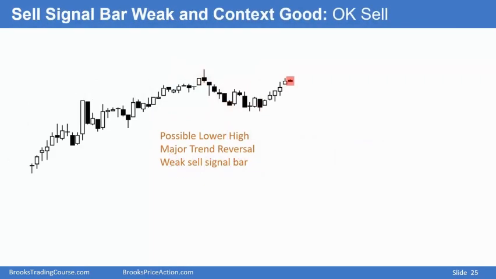Here we have another attempt at a lower high major trend reversal. Bull trend, bear breakout, decent bear bars. We have 5 or 6 bear bars here. And then the rally, not particularly strong, not big bull trend bars closing on their highs. 4 or 5 consecutive bull bars, good. So it's a low probability short, but the context is good. A lower high or a double top major trend reversal.